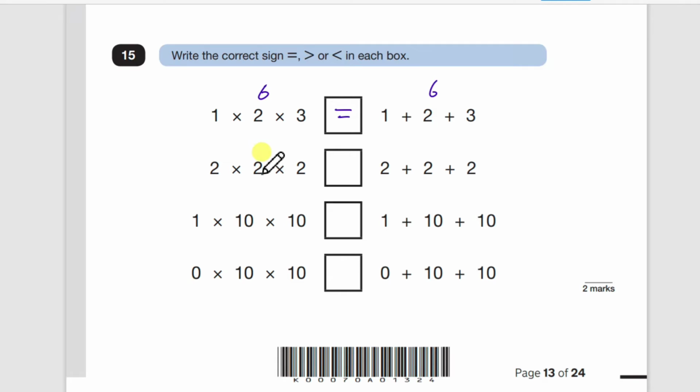2 times 2 is 4. Times another 2, you get 8. Well, so you add 3 2's, you get 6. So 8 is bigger than 6. The one with the bigger number, make sure the mouth is open. Now, let's ignore the 1.